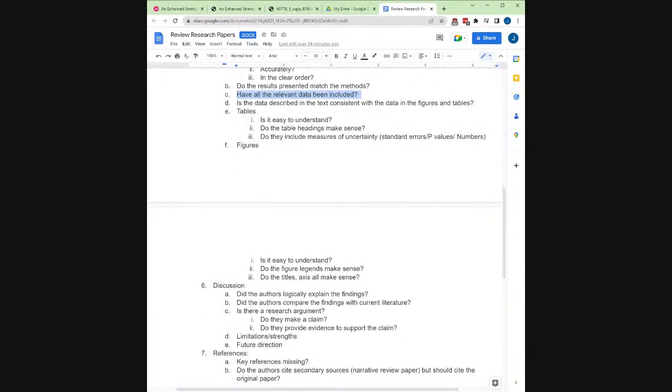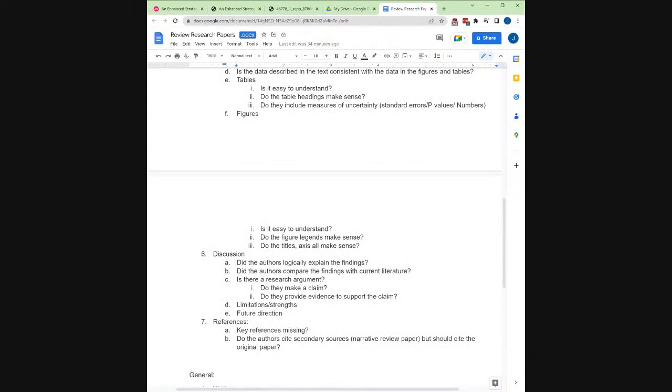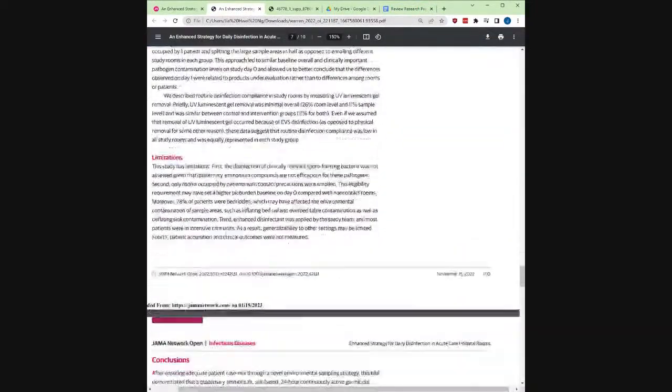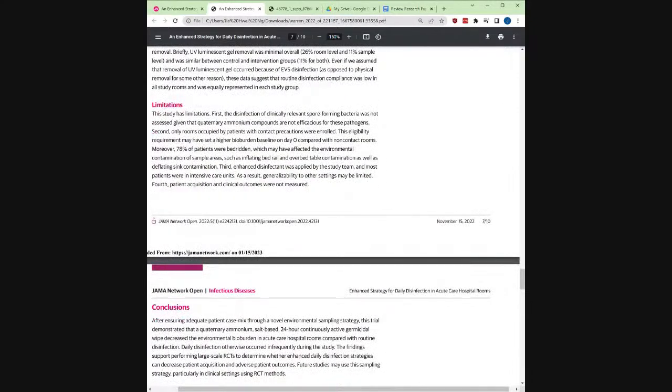The figures: was it easy to understand? Yes. Do the figure legends make sense? They did not have that many figures other than a CONSORT diagram. Okay, so this is the first level of how I look at research papers. I'm going to go briefly into the discussion section because it's pretty long, and I will go straight to the limitations, because this shows how the authors think about their research, and whether they have thought through the bias and how they fix it.